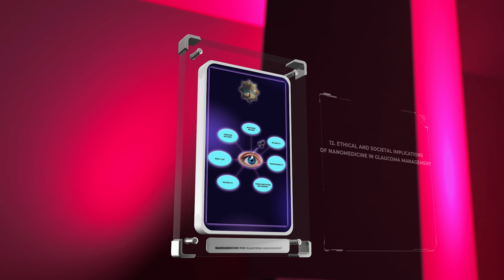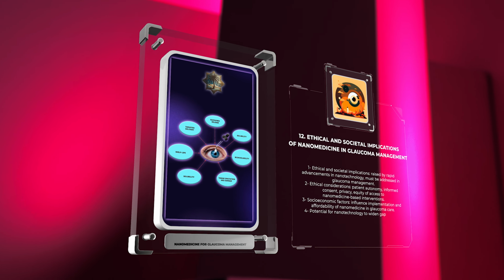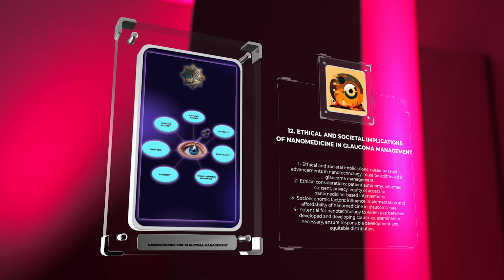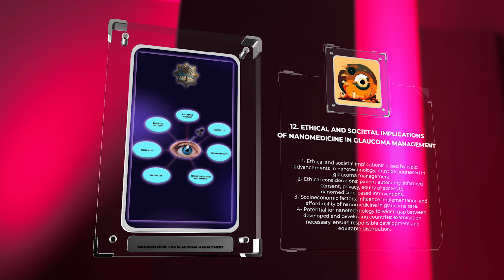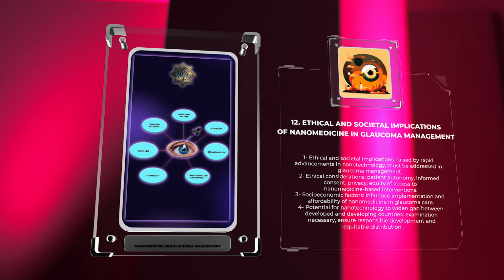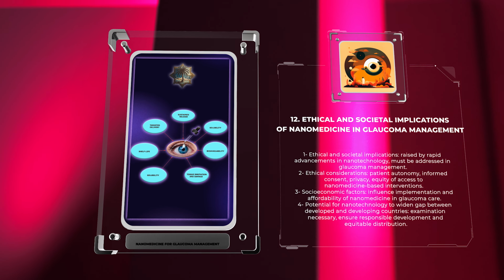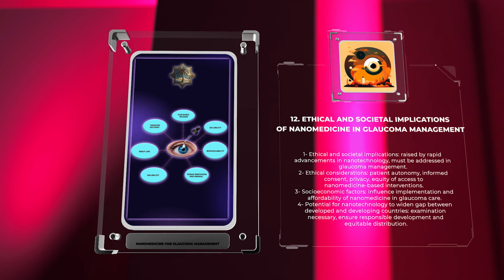The rapid advancements in nanotechnology raise important ethical and societal implications, which must be carefully addressed in glaucoma management. Ethical considerations include issues related to patient autonomy, informed consent, privacy, and equity of access to nanomedicine-based interventions. Socioeconomic factors can also influence the implementation and affordability of nanomedicine in glaucoma care. Furthermore, the potential for nanotechnology to widen the gap between developed and developing countries must be examined.